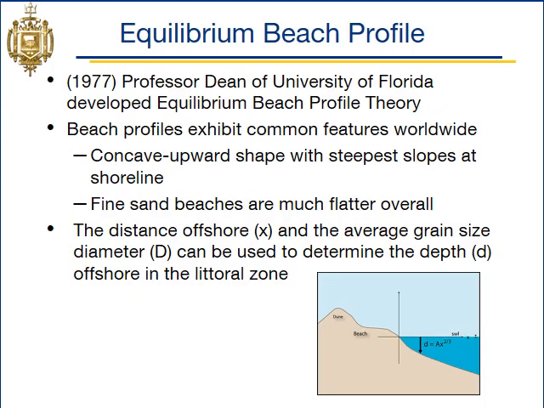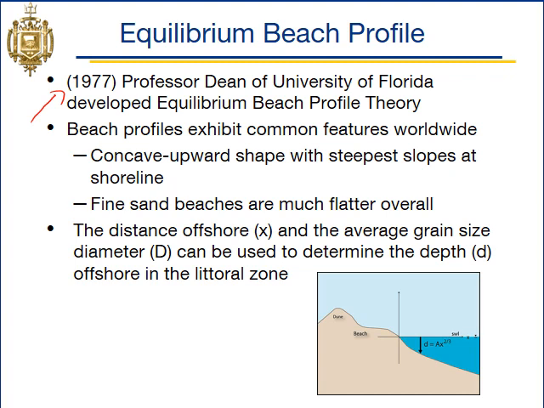All right, so all these dynamics we've talked about with cross-shore and longshore transport can all be summarized in this equilibrium beach profile, which allows us to figure out some generic properties of a beach based essentially just on the grain size diameter of the beach. This was developed in 1977 by Professor Dean.